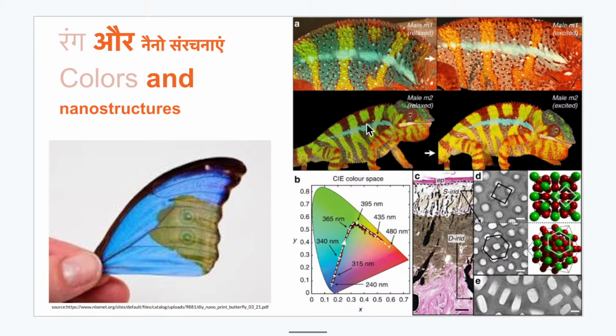So what it is doing is it is rearranging its lattice of nanocrystals in one of the top layers of the skin cell. So it has a layer of nanocrystals. You can see these are the layers of the nanocrystals. This and this are those layers.